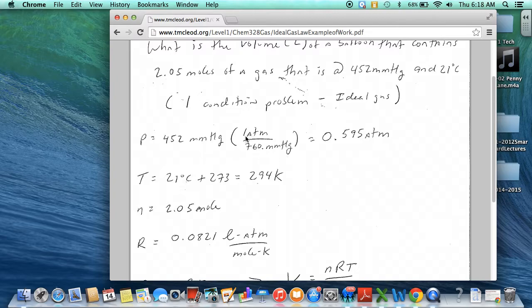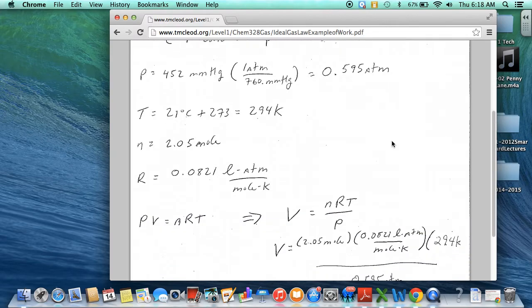So there's 760 millimeters of mercury in one atmosphere, which gives you 0.595 atmospheres. And as you do with all of these conversion factors, I came in with 3 significant figures, so I'm coming out with 3 significant figures. No rounding. Okay, so now you have all the variables, and you have R.